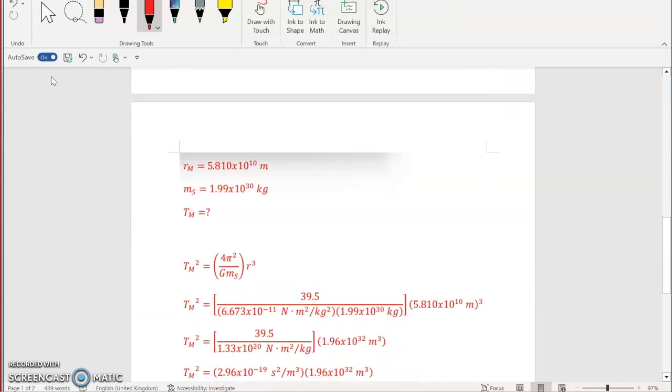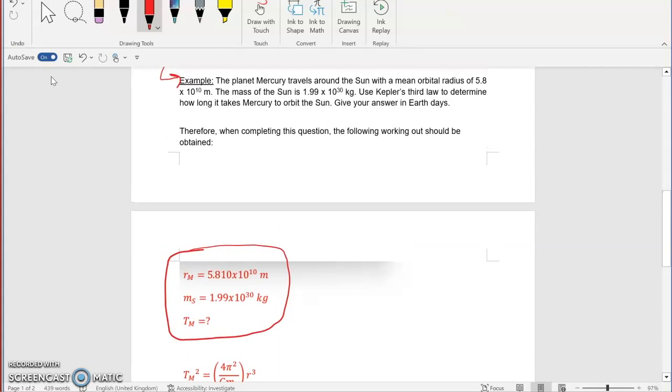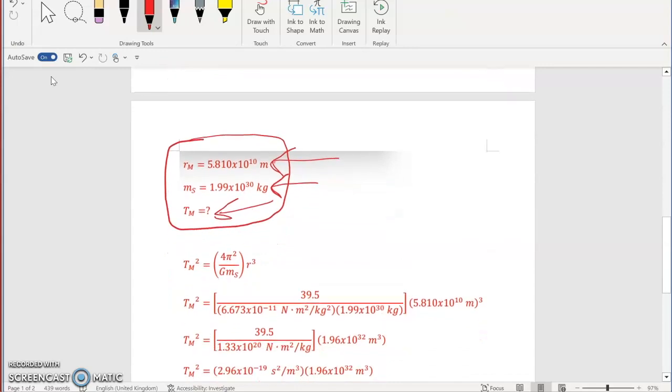Therefore, when completing this question, the following working out should be obtained. So we were given the following data, where the radius of the orbit of Mercury around the Sun is 5.81 times 10 to the power of 10 meters. The mass of the Sun is 1.99 times 10 to the power of 30 kilograms. And we need to determine the period of Mercury. So we write Kepler's third law down, rearranged for T as the subject, which is period.